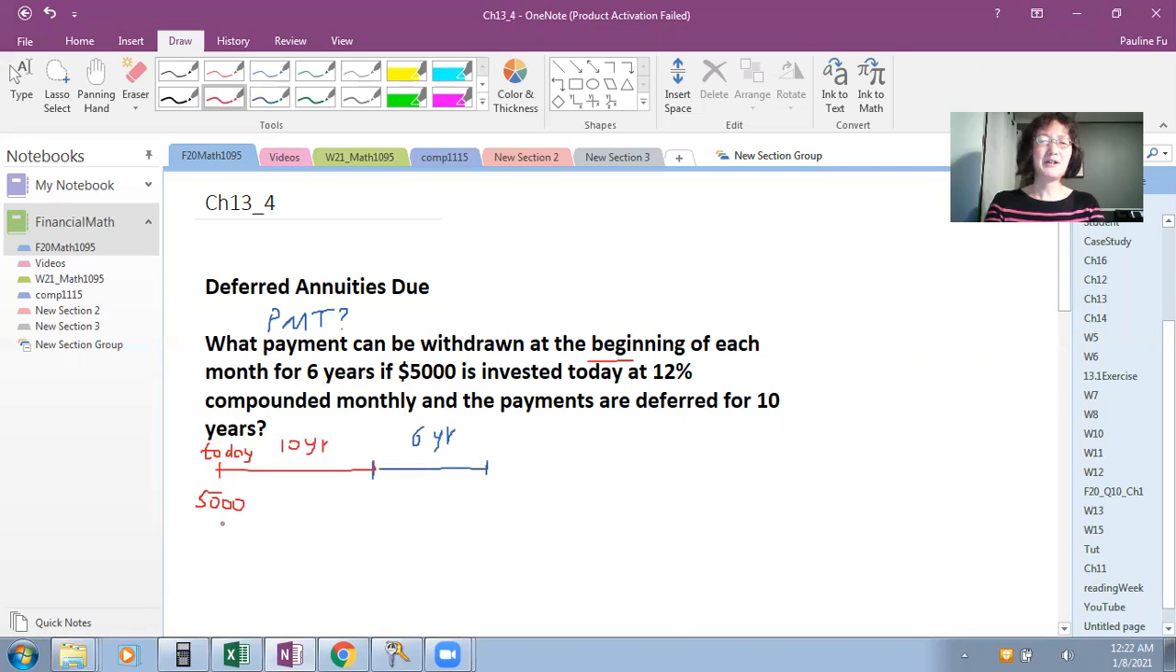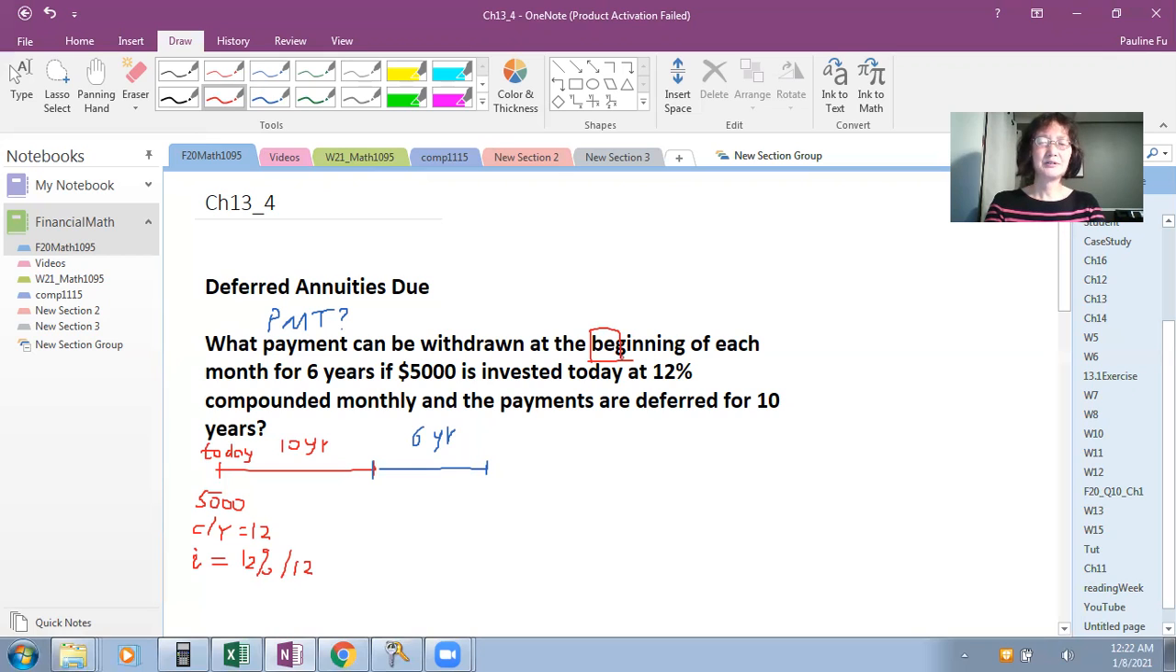And the interest is compounded monthly. So CY equal to 12. I, periodic interest, is 12% divided by 12. So the keyword begin, we have to set up the computer to begin mode. Okay.